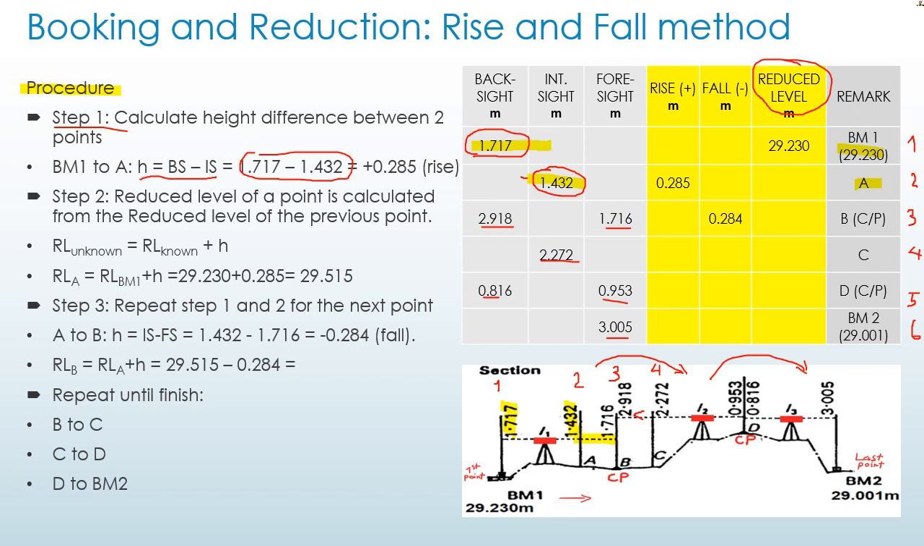When the height difference is positive, it's a rise, an increase in the elevation. You write to the rise column over here. It means it's a positive value.